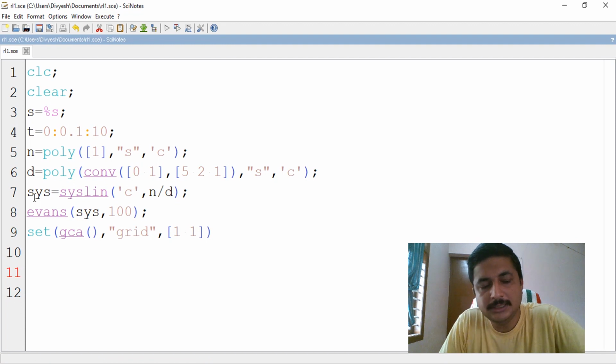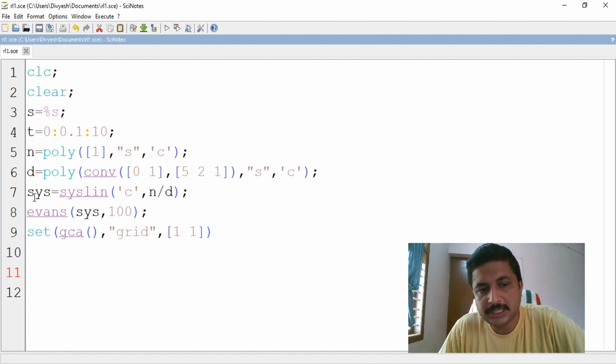Now to obtain the root locus, we use this function, evans. Evans is the function defined for obtaining the root locus. The syntax for writing evans is evans, open bracket, sys is my system, comma 100. What is this 100? This 100 is a very high value of K, or we say this is K max.